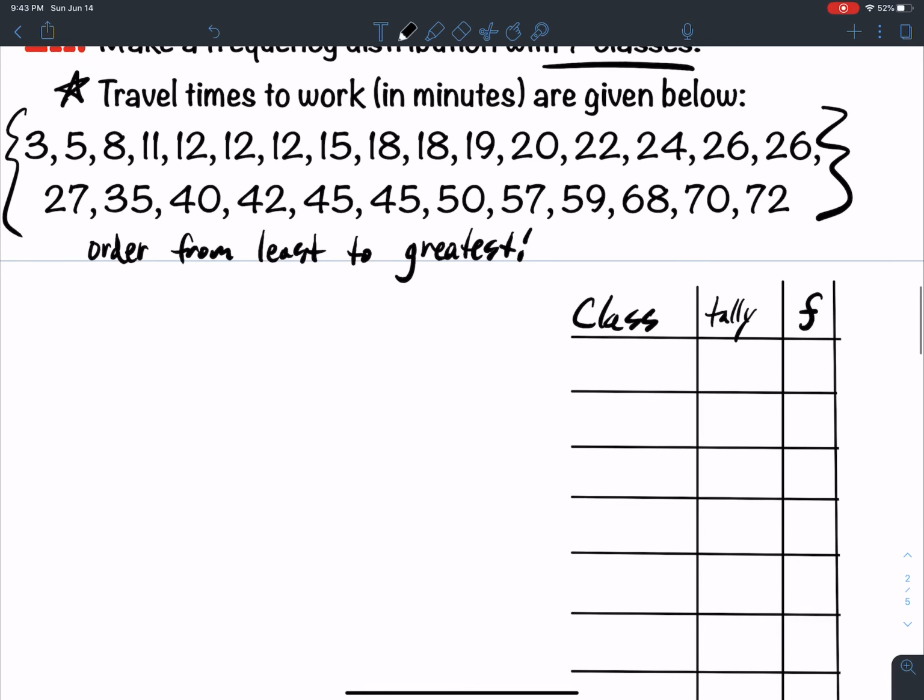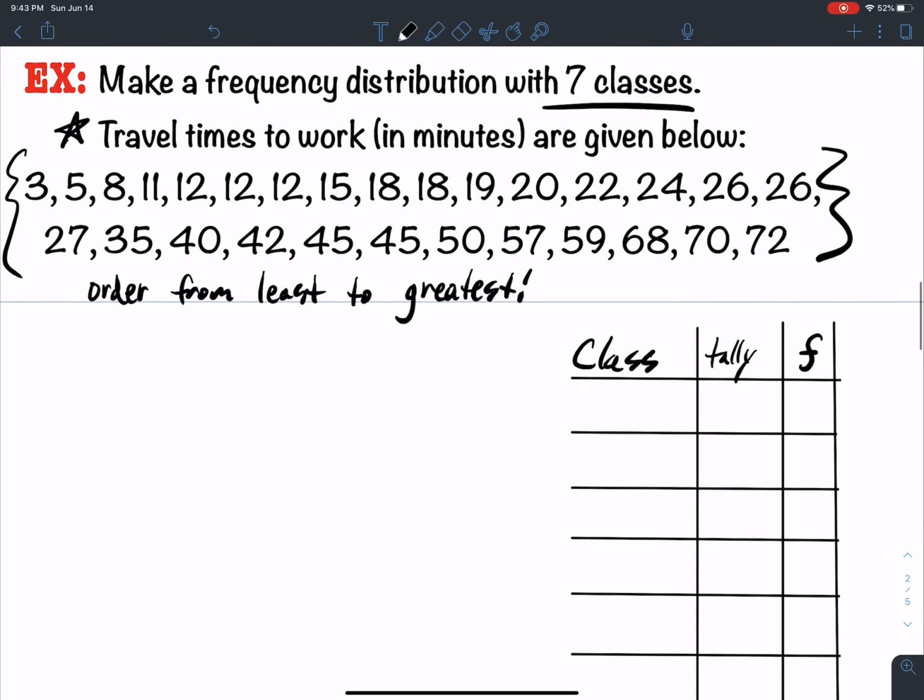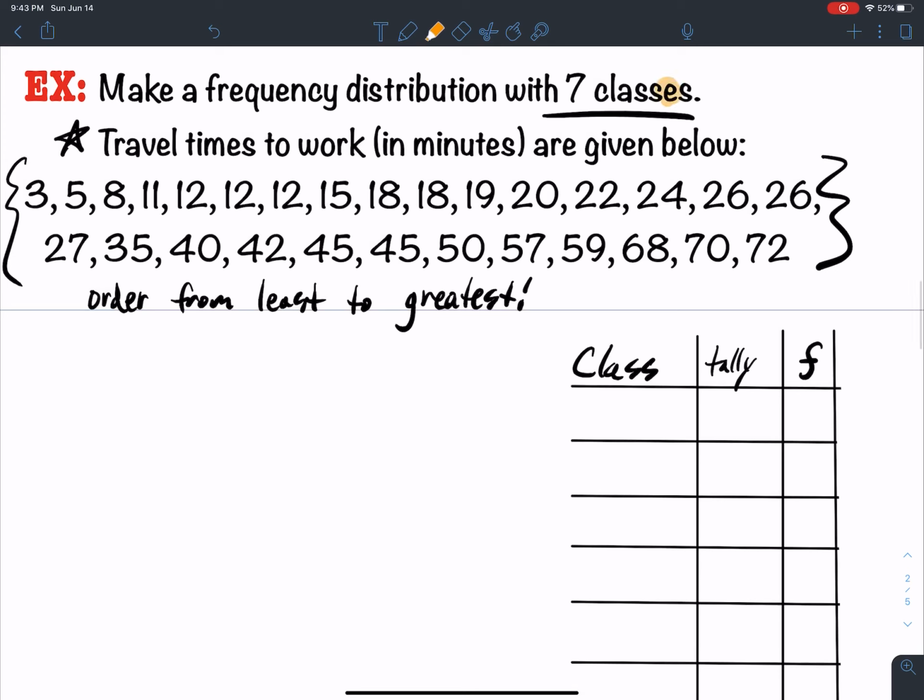So how do we get the class? Well, step 1 says determine the number of classes. Number of classes is 7. Step 1 accomplished. Step 2, determine the class width. The class width is equal to what? It's equal to the max minus the min divided by the number of classes.